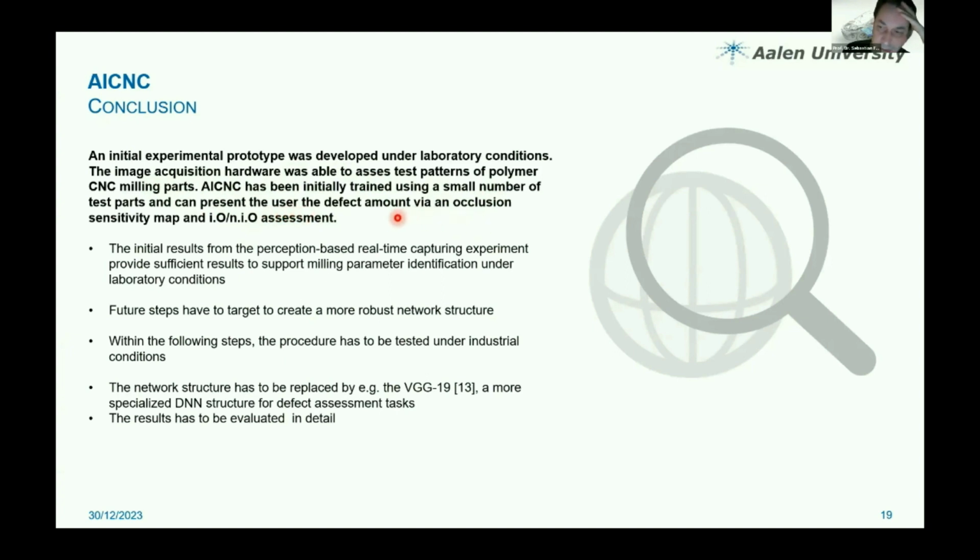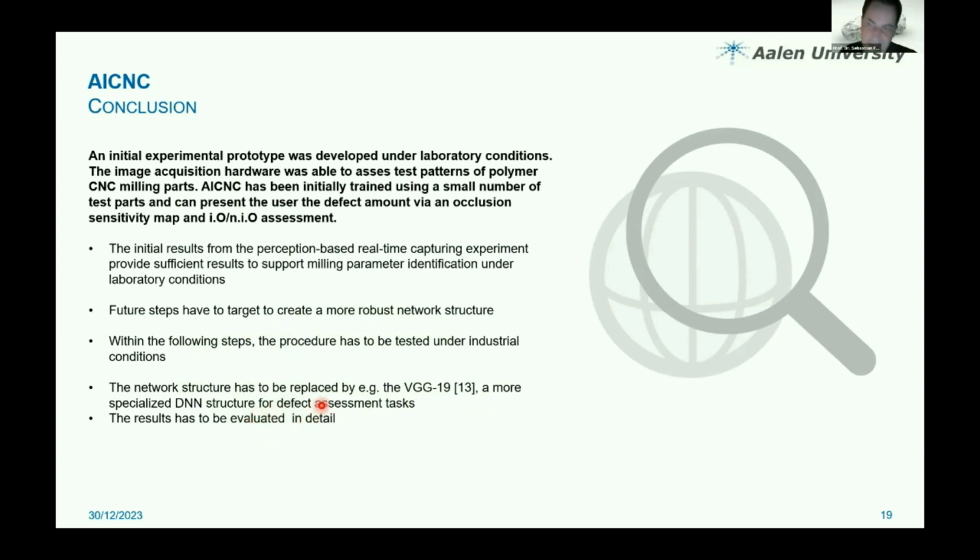And so we only have a small amount of training data left. And the initial results give us a good opportunity to continue this. In the future steps, we have to target to create a more robust network structure. We have to test it under industrial conditions, and maybe we use a VGG19 network, or we make our own network. And the results of the neural network have to be evaluated in detail.